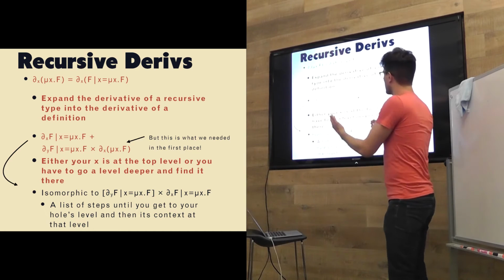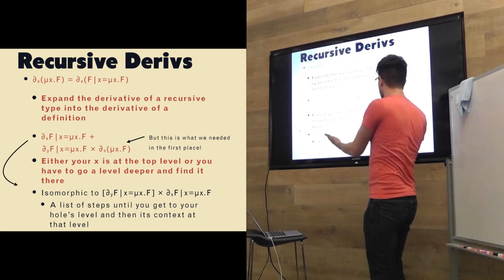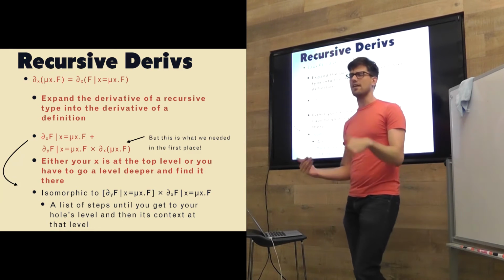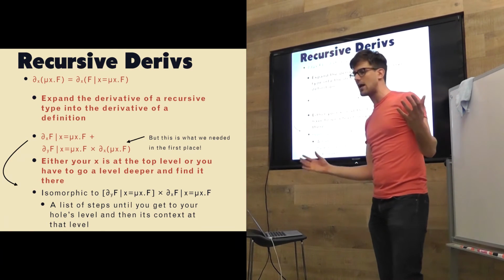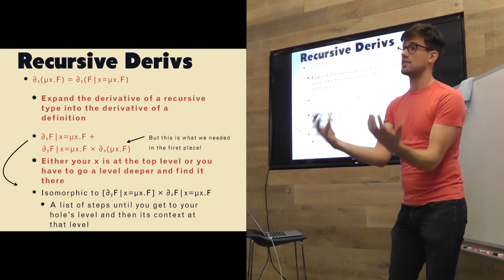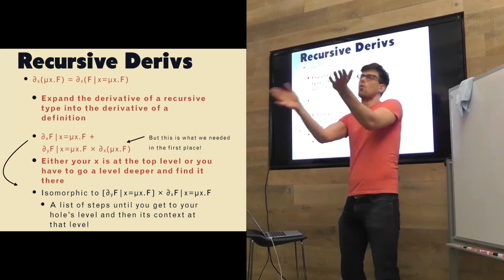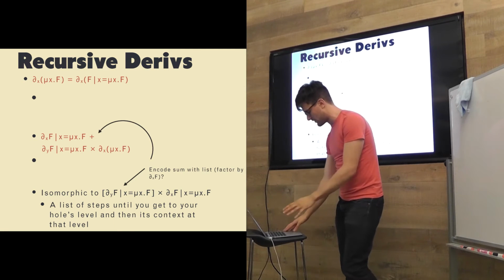But he basically says, oh, this is isomorphic to this, obviously. Because it's a list of steps until you get to your hole's level, and then the context at that level. But I think that kind of makes sense, actually, because we've seen that with zippers already. And we know that if we have a recursive type, we just peel away the levels until we get to the level we want to be at, and that's the list of actions. And then we get there and we show where at that level that thing is. So that's cool. And I don't think this slide actually is very useful.